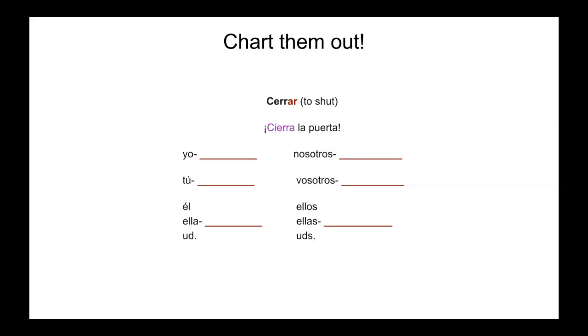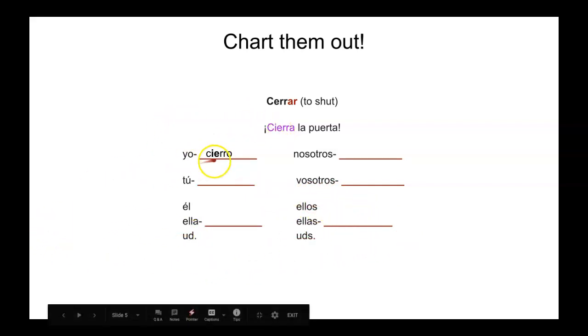Okay, so let's do cerrar in the present tense, which is what we've been doing all along with all these different verbs we've been going over. And it looks like this, right? Since it's an E to IE stem changer, it's going to be also a boot verb. So yo form is the first one. Cierro, I close, I shut.